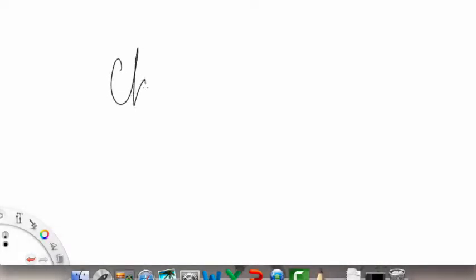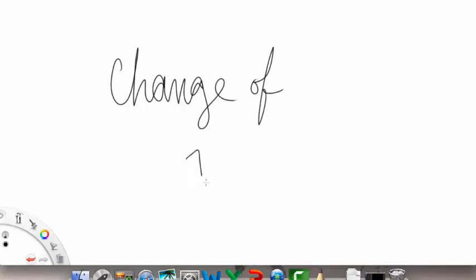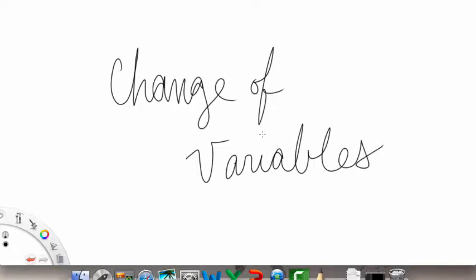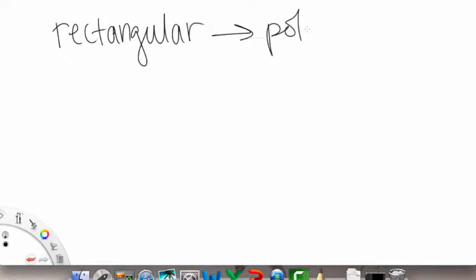Change of variables. So far, we have seen a change of variables from rectangular to polar. So I'll do a quick list here. So far we've done rectangular to polar, which is from x, y to r theta.